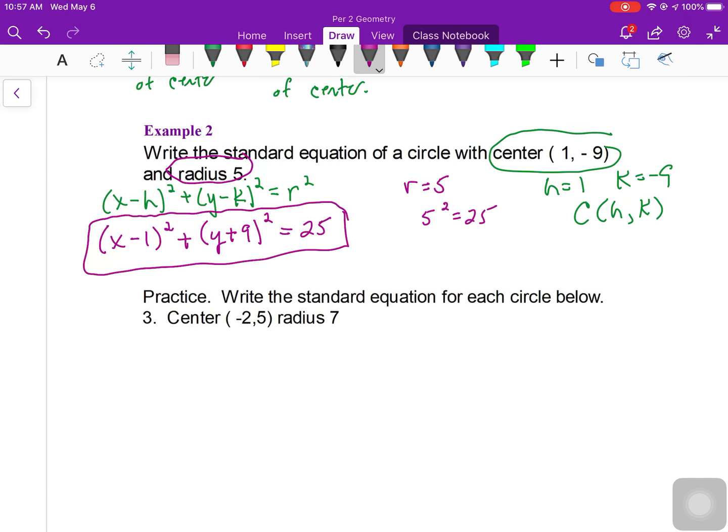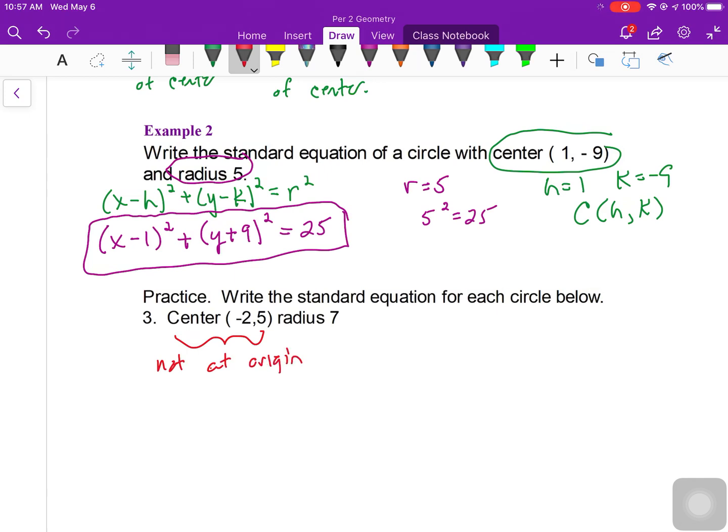So that would be our equation in standard form for the circle with center at (1, -9) and radius 5. Again, notice the number in with the x is the opposite of the x coordinate of the center, and the number in with the y is the opposite of the y coordinate of the center. Let's try another one of these.